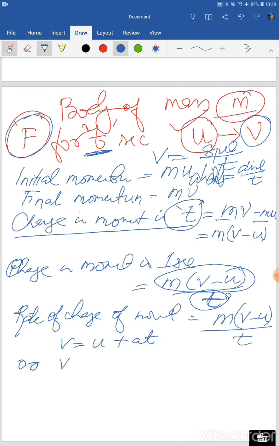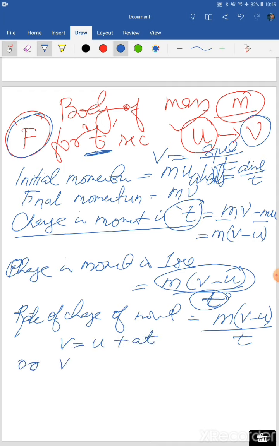Now I combine these two equations. When I combine them, I get that force is proportional to the product of mass and acceleration. I combined equations 1 and 2, and I am getting force is proportional to m into a. Are you getting my point?